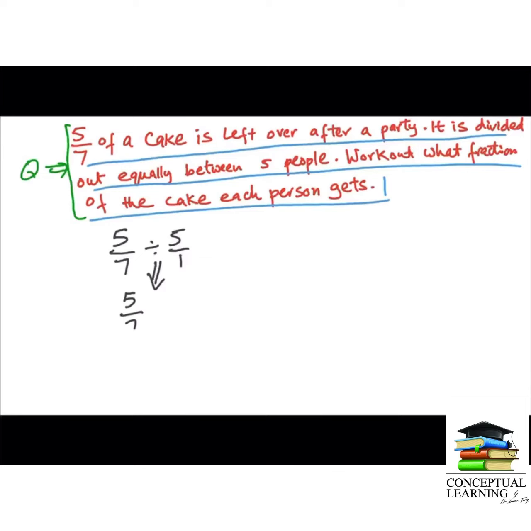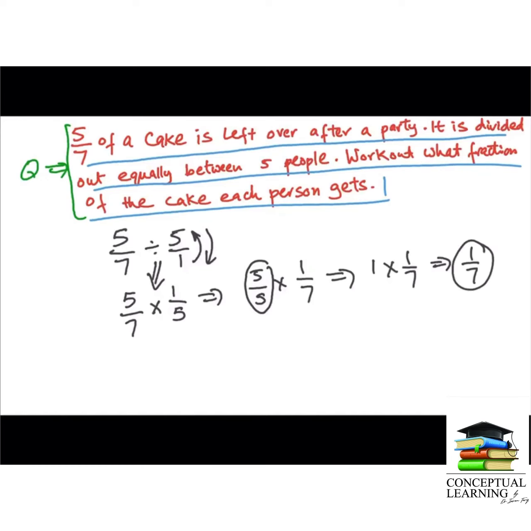So we write 5 over 7, and we write the times sign here. The denominator changes into the numerator and the numerator changes into the denominator. So this is 1 and then this will be 5. Now we can change the position of the denominators. So this is 5 over 5 times 1 over 7. We already know 5 over 5 is 1. So this is 1 times 1 over 7, and that is equal to 1 over 7. So each person got 1 over 7.